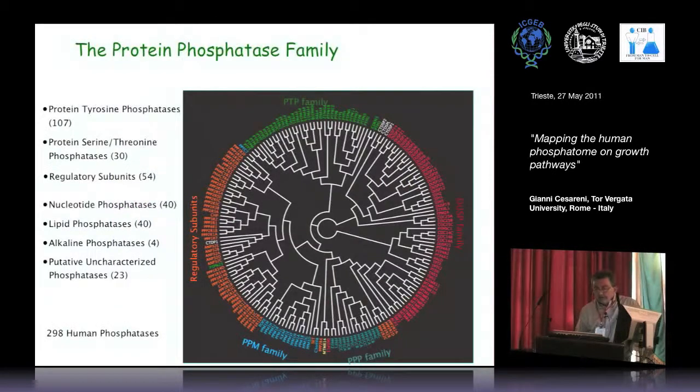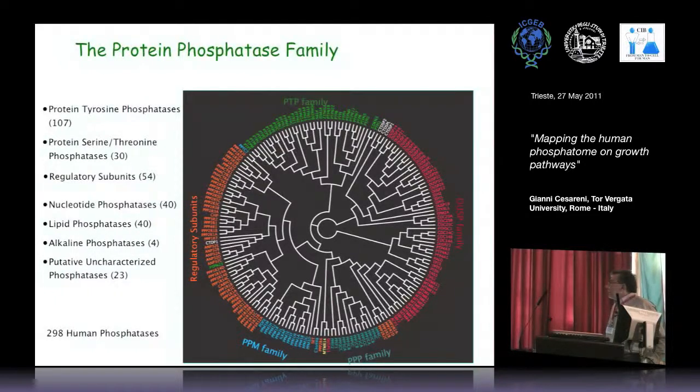The human phosphatase family is a very large family. Here I have an evolutionary tree of approximately 300 proteins. These are phosphatases in a broad sense. In this tree, I also included regulatory subunits that regulate the activity of the phosphatase or direct the phosphatase to their substrate.